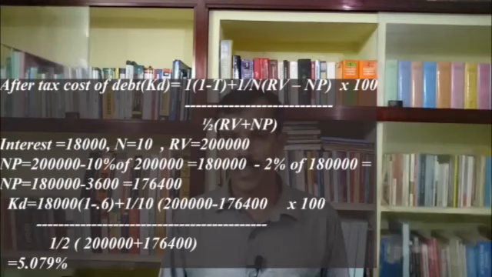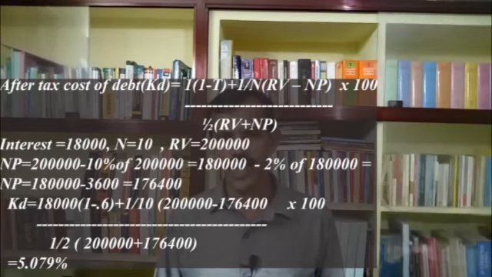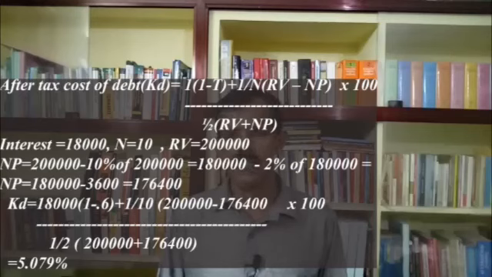Here, we are issuing 2 lakh debentures at an interest rate of 9%, so interest is 2 lakh into 9%, which comes to 18,000. Next, we know the duration: we are issuing the debentures for 10 years, so N is equal to 10. Then RV, the redeemable value, is 2 lakh. Then NP, net proceeds: here we are issuing 2 lakh debentures at a discount of 10%.